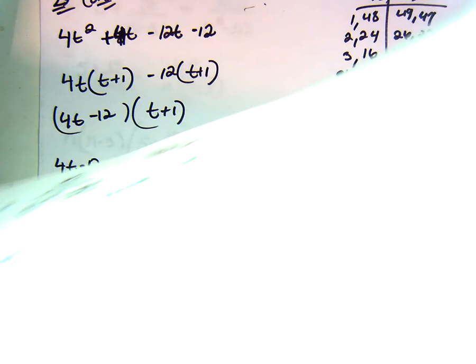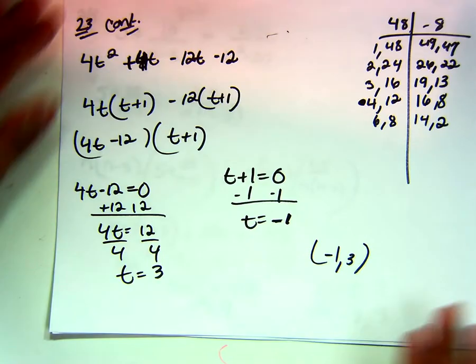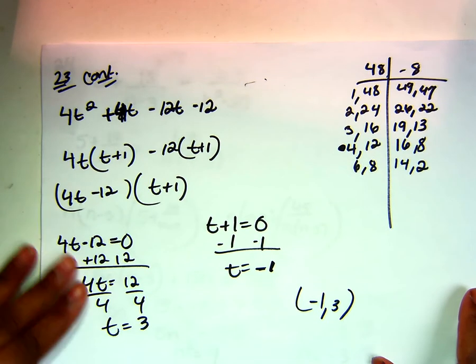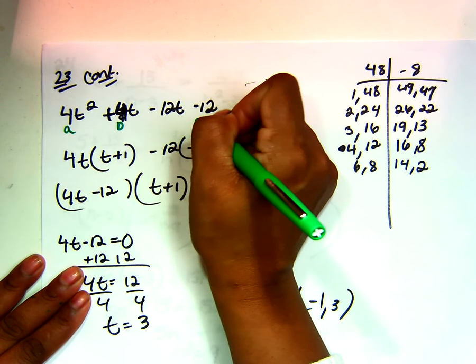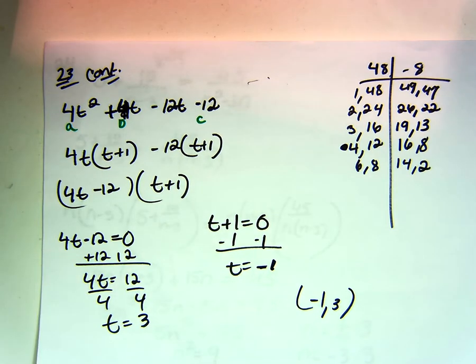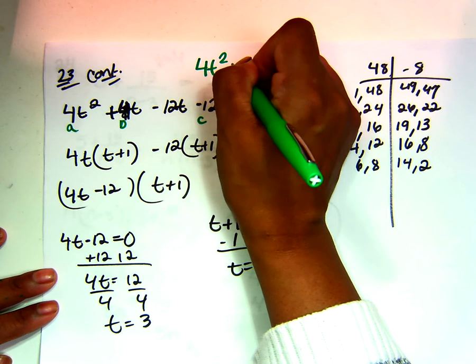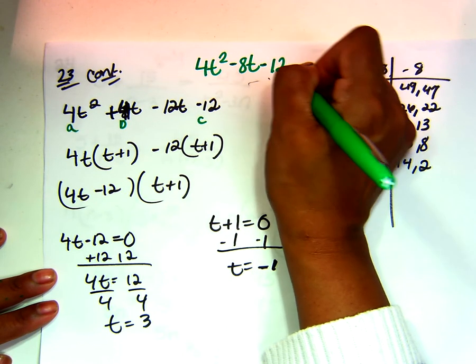Now that I have that quadratic equation, I'm going to try to factor it. So I'm going to use the AC method. What the AC method is, I know this is going to be A, this is going to be B, this is going to be C. The AC method allows us to group it. So let me rewrite what we originally had from that previous page. We had 4t squared minus 8t minus 12 equals 0.